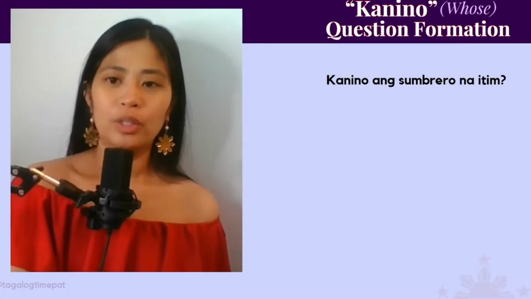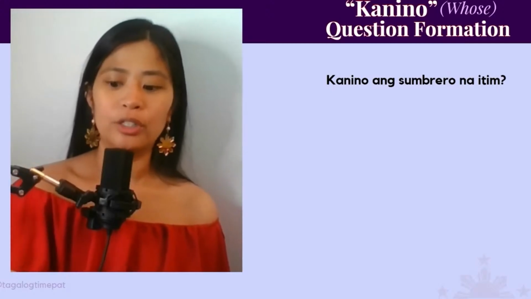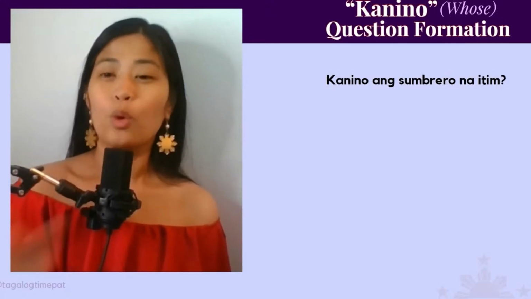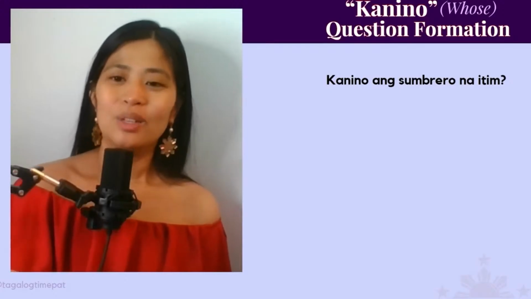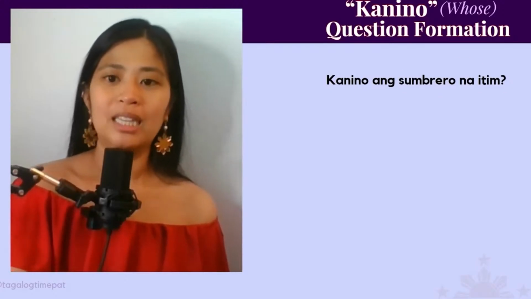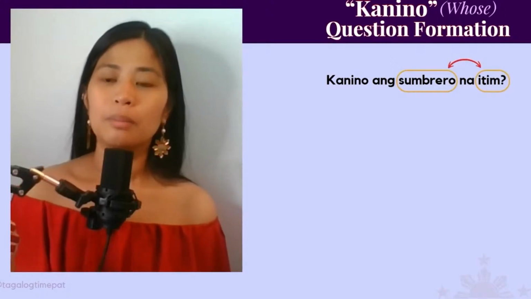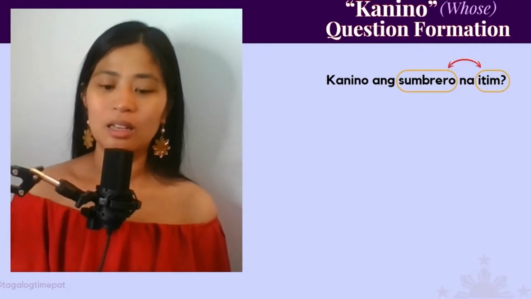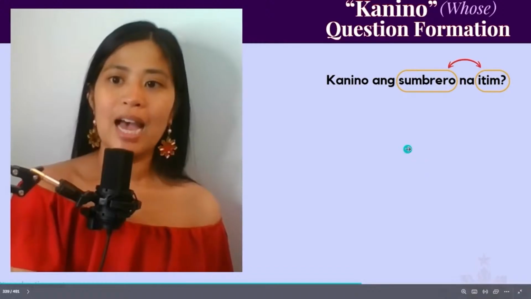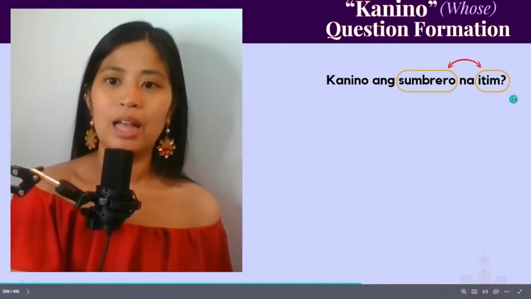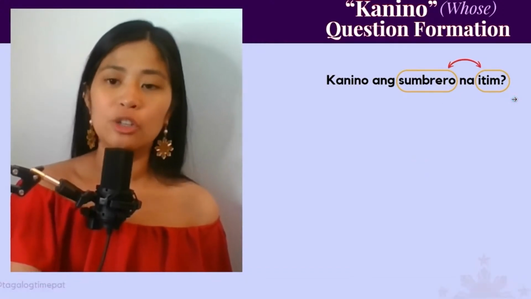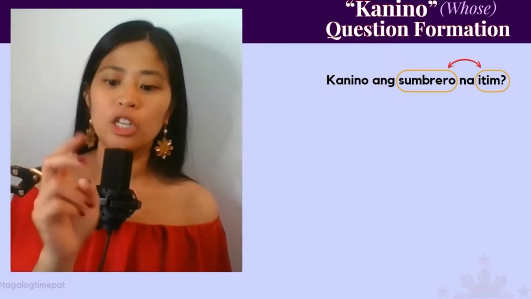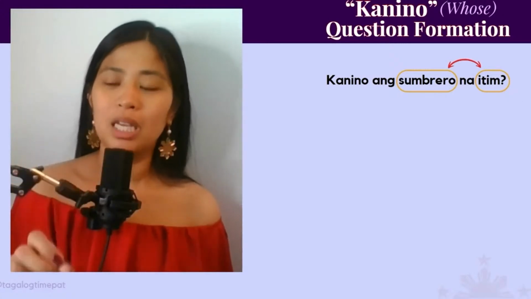I want to show you, let's go back to the first example we learned. I know it's a lot of words in this one. So, kanino ang sombrero na itim? Whose black hat is this? So, sombrero is hat, itim means black. But they are interchangeable. You can switch them around and it would still mean the same thing.